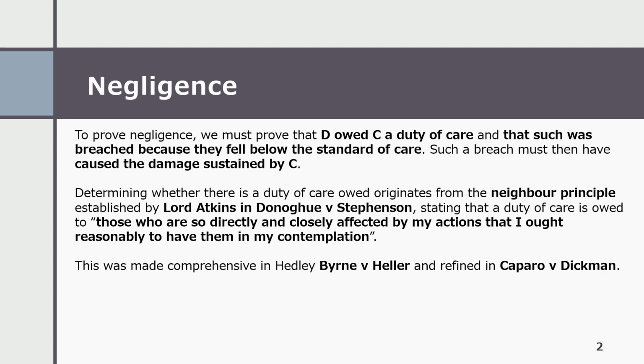So negligence. To prove negligence, we must prove that D owed C a duty of care and that such was breached because they fell below the standard of care. Such a breach must have then caused the damage sustained to C. Determining whether there is a duty of care owed originates from the neighbour principle established by Lord Atkin in Donoghue v Stevenson, stating that a duty of care is owed to those who are so directly and closely affected by my actions that I ought reasonably to have them in my contemplation.